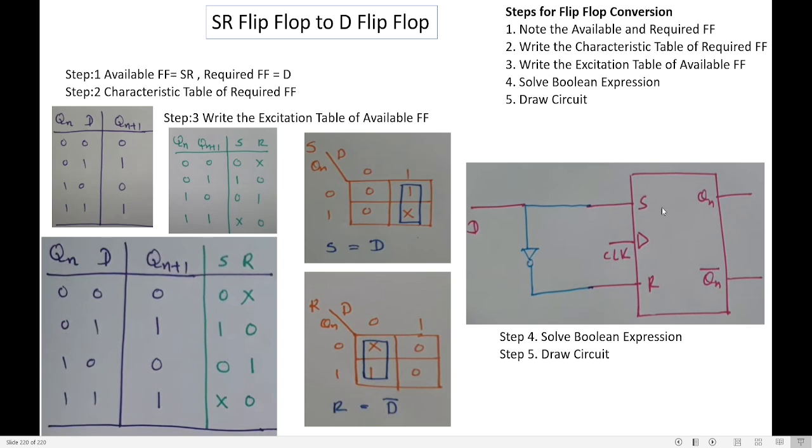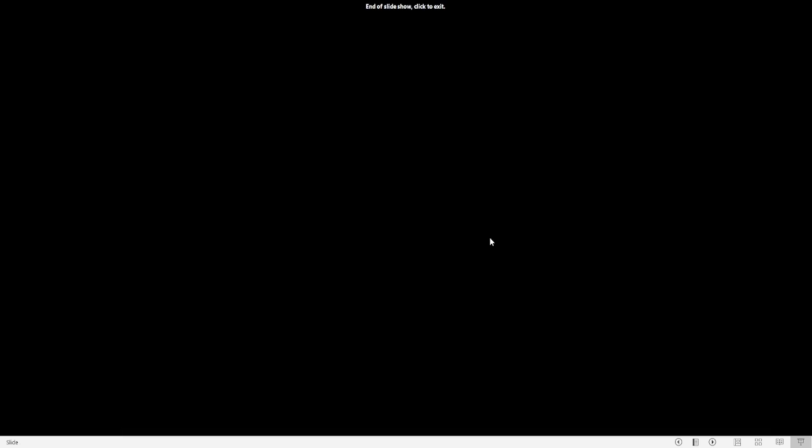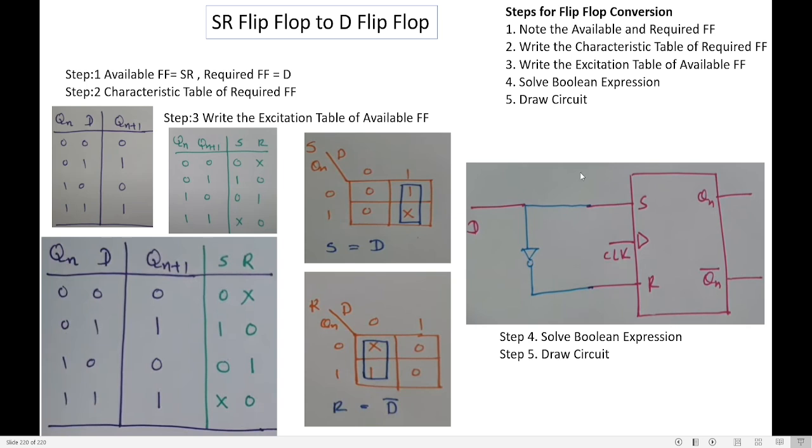Now this SR flip-flop I need to convert to D. How will I do it? S is equal to D, so I connect it directly to D. R is equal to D bar, so I take D through an inverter. So I get D bar, which is connected to R. In this way, I convert my SR flip-flop to what flip-flop? D flip-flop. Is it clear? This is how we do the conversions.